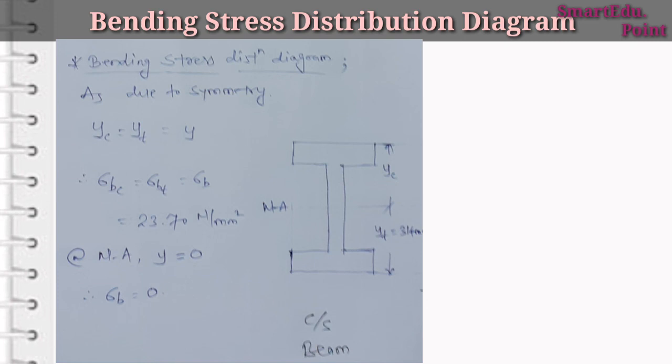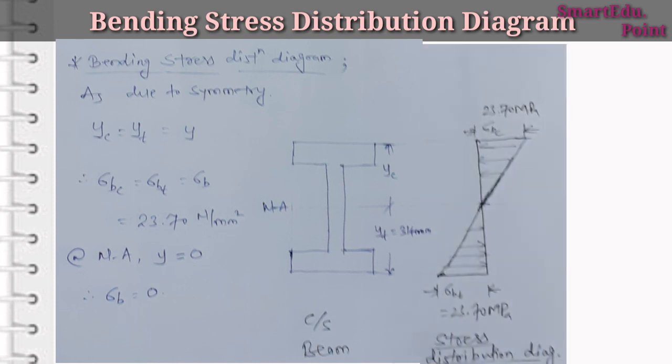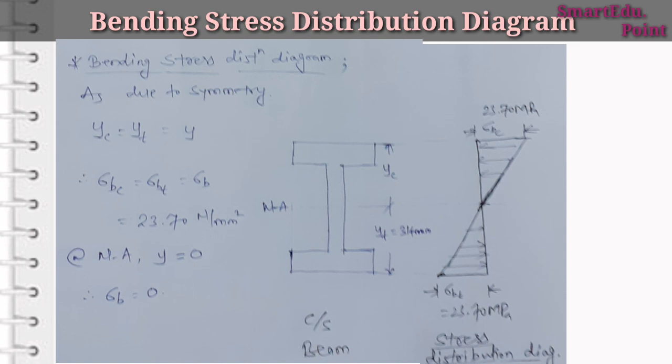Hence we can say sigma b in tension will be equals to sigma b in compression fibers, and the diagram will be as shown in the figure, that is at the top and bottom extreme fiber there will be maximum bending stresses of 23.70 Newton per mm square. At the neutral axis, depth of neutral axis will become 0 and hence the stress will become 0, and likewise we can also draw the bending stress distribution diagram for the beam section.